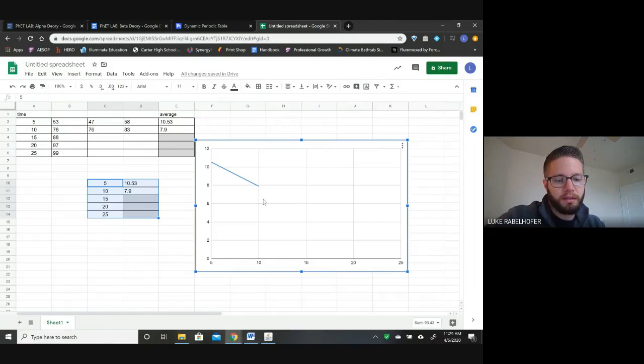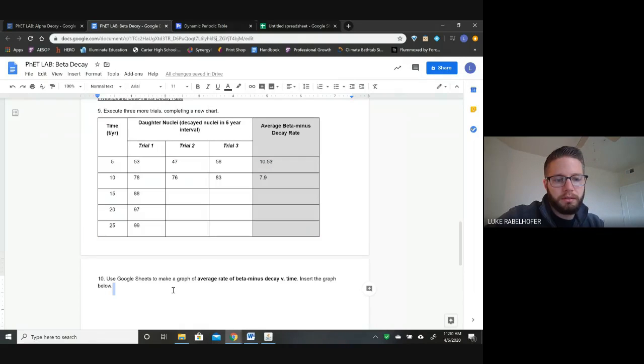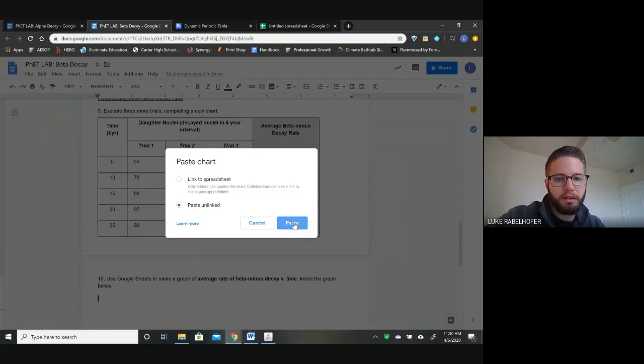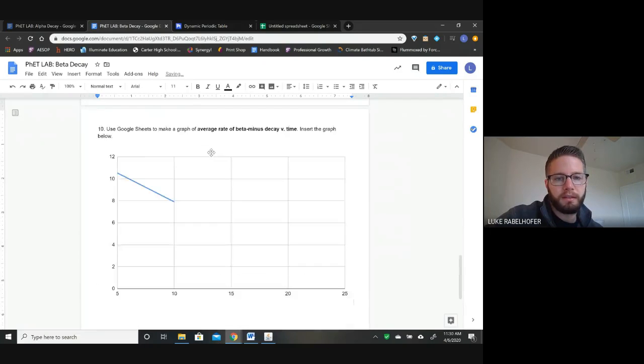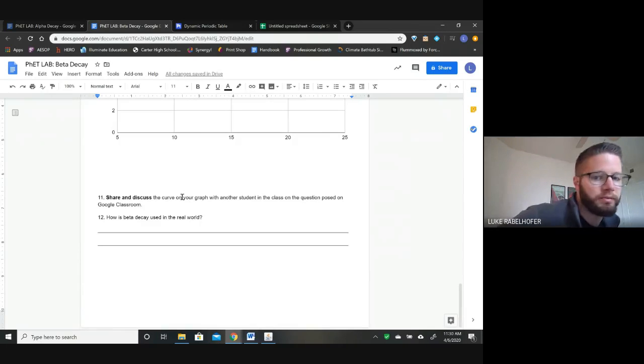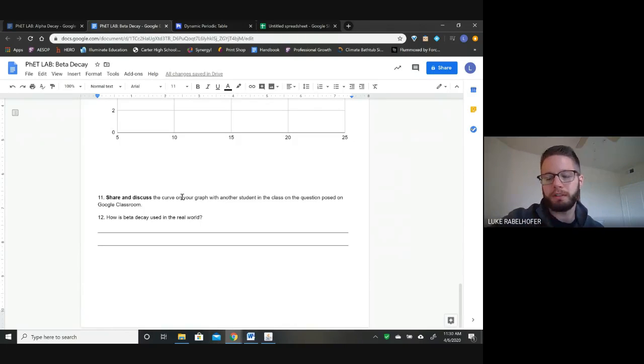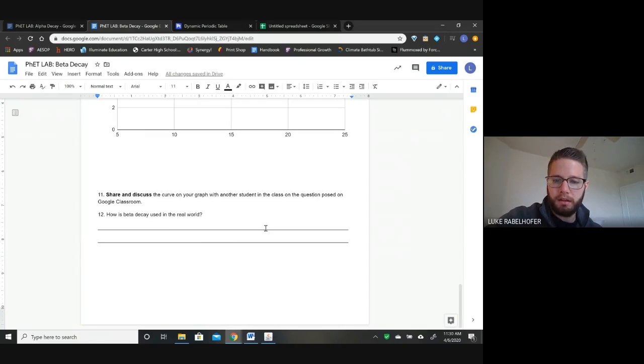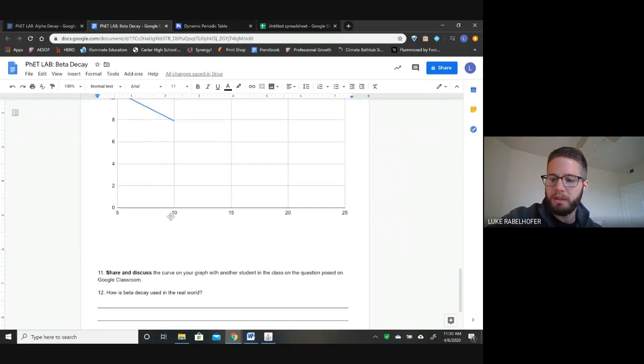So we're going to just Control C, and then go over here and do Control V to paste it in there. We're just going to paste it unlinked. And there's your graph that you're going to have in there. And then you're going to share and discuss the curve of your graph with another student in class. I'm going to post a question on Google Classroom that you can kind of comment on. And then you can look up how is beta decay used in the real world. And that will be the assignment for this week.